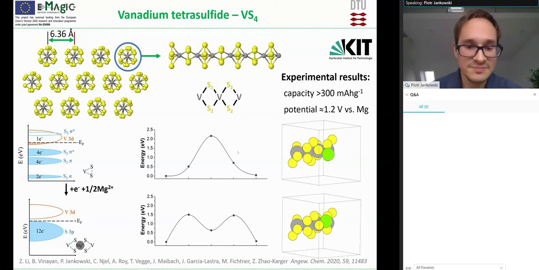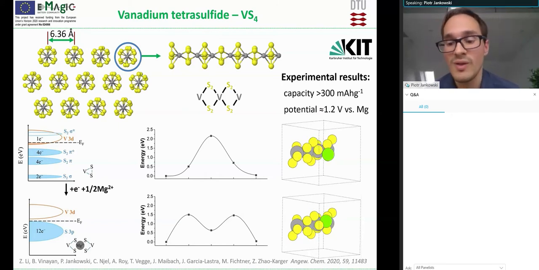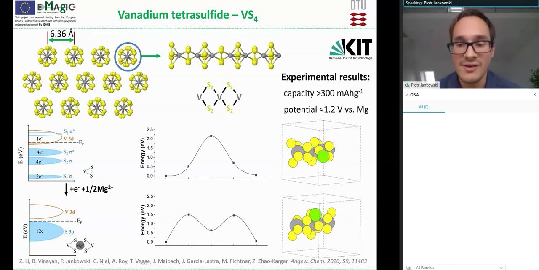Okay. So you can see that thanks to the structure, the energetic barrier is lower. We can see that the energetic barrier is still high for this case, but we are doing the calculation just for one magnesium in the structure. So if you want to see what really is happening in the material, we need to look at what is happening when we are charging the material completely.